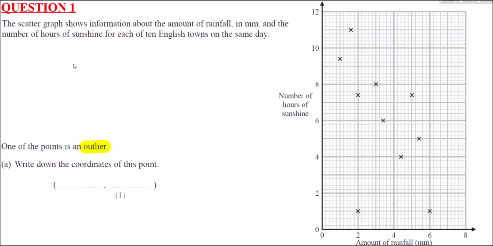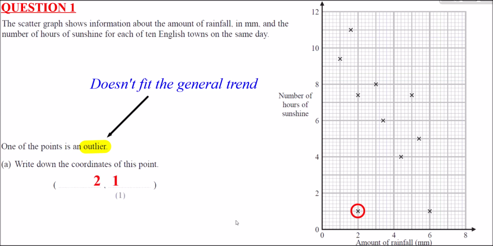So what does the word outlier mean? Well, put simply, an outlier is just something that doesn't fit the general trend or pattern. So if you can see here, these points tend to be going downwards as you read left to right in a sort of straight line, and we're going to mention a line of best fit in a moment, but this point here doesn't seem to be along this straight line. So this one here is a bit out of it, not really following the pattern. So for that reason, this point here is the outlier. So it's 2 along and 1 up, so the coordinates of this outlier are 2, 1.